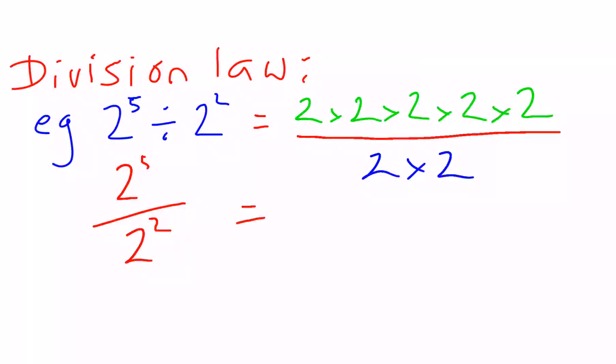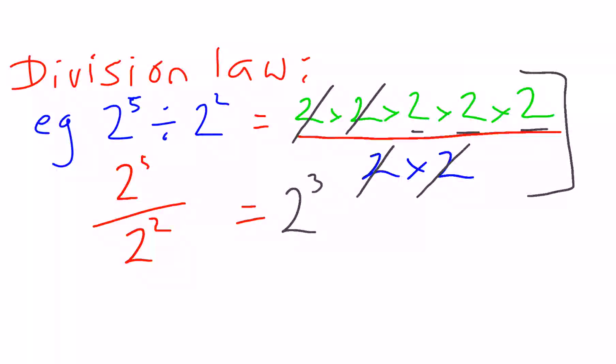Cancelling out a 2 on the top and a 2 on the bottom, a 2 on the top and a 2 on the bottom. I've now cancelled out everything I can. I'm left with 2 to the power of 3, 2 times 2 times 2. And again, we don't have to do this expanded form here. We can look for the shortcut.